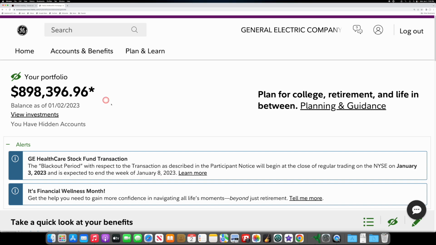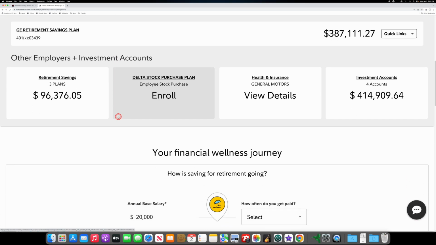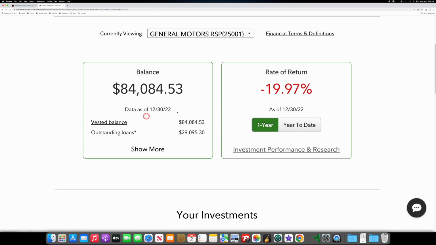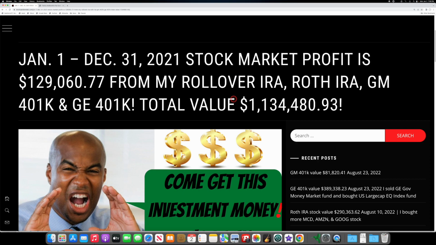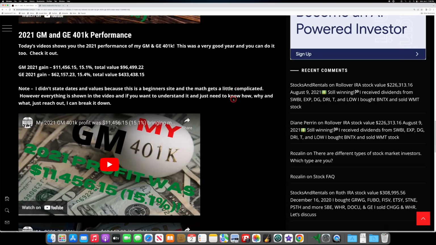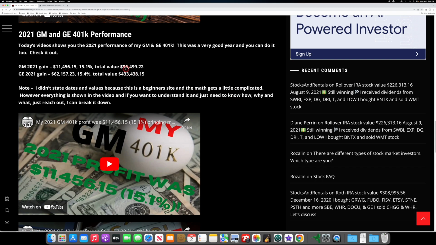Oh, yeah. We got to do this GM. So let's click right here. So here's my balance at the end of 2022, December 30th, 2022. I was at $84,084.53. Where was I at the beginning of 2022? I was at $96,499.22.